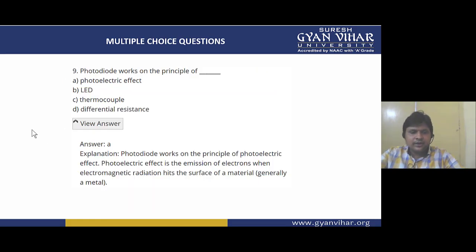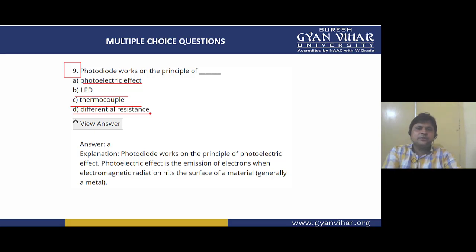Let's switch to the 9th MCQ. Let's first of all read out the question. Photodiode works on the principle of dash, and the options are: A is photoelectric effect, B LED, C thermocouple, and D differential resistance. Among the options, students, we all know that photodiode works on the principle of photoelectric effect. So the answer is option A itself. And the explanation is what?